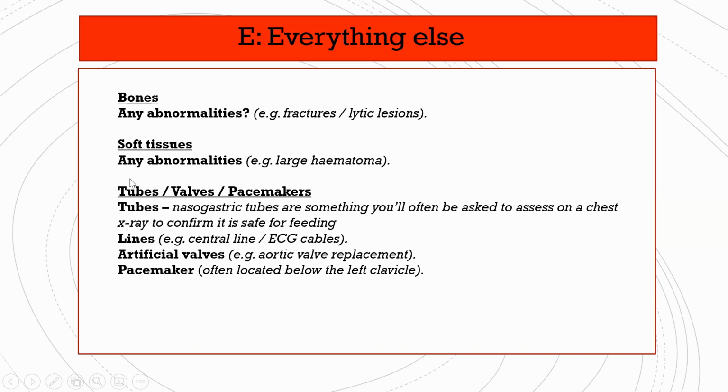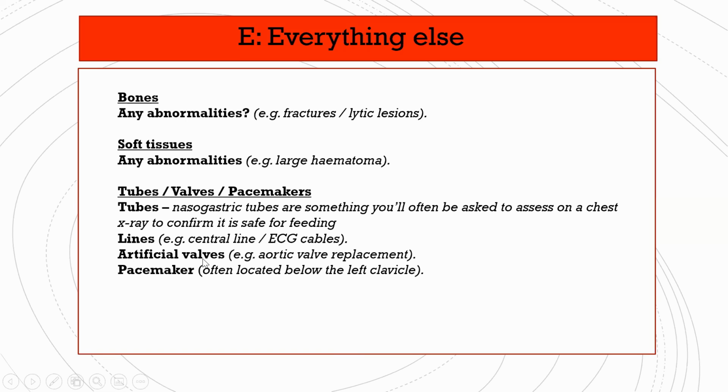Okay, and any other abnormalities, for example, a large hematoma, okay? And make sure you pay attention to the history as well for these. If they tell you the patient's coming in after a car accident, make sure you check for fractures and hematomas, okay? And finally, we've talked about pacemakers, we've talked about ECG cables.